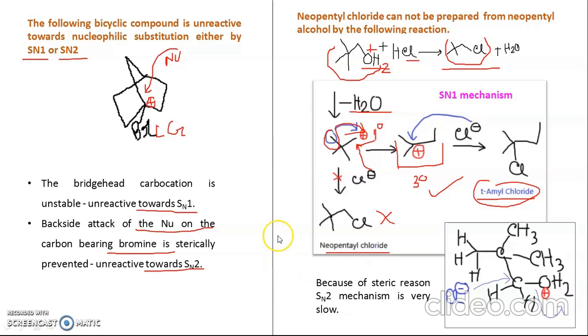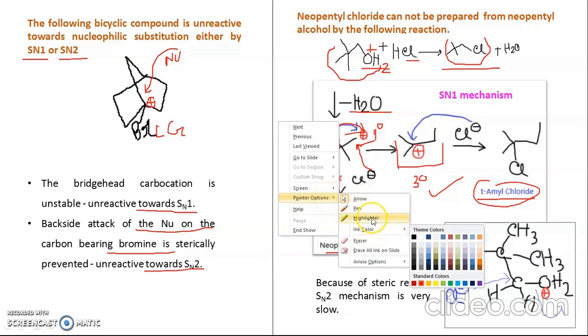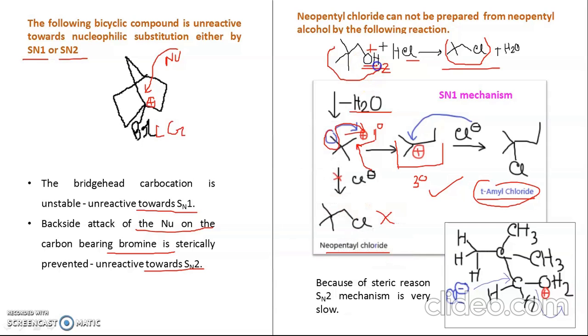Now what will be the problem if it is SN2 mechanism? Because our substrate is primary, isn't it? Because OH is attached to carbon. So this is primary, but still we will see that there is some problem. Now what is the problem? If you look at the mechanism mentioned in the box, when chloride will be attacking at this carbon which is carrying the leaving group OH2, there will be some steric problem. So because of steric reason, SN2 mechanism is very slow.